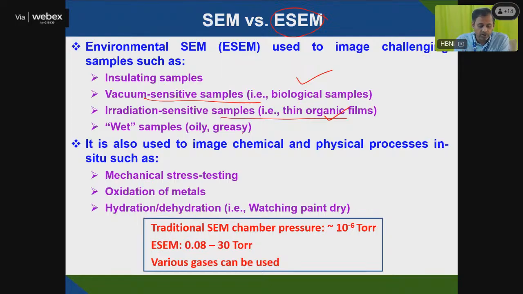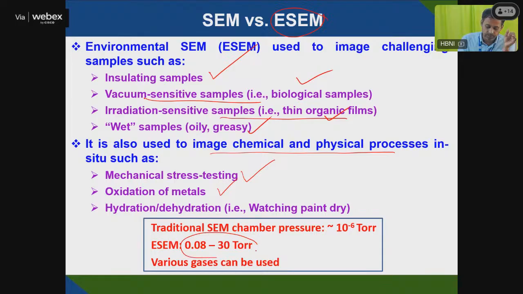vacuum-sensitive samples, irradiation-sensitive samples where high energy causes damage, thin organic films, wet samples, oily, greasy samples, or insulating samples. They use ESEM, where the environment is controlled in such a way that there is a nitrogen atmosphere and the temperature is a little lower, so that it retains the structure of the bacteria or virus. It is used to image chemical and physical processes like mechanical stress testing, oxidation of materials, hydration, dehydration. For example, you have paint coated on the sample surface: how is the paint getting dried, and what internal morphology is changing as it dries? That information you can get by environmental SEM.